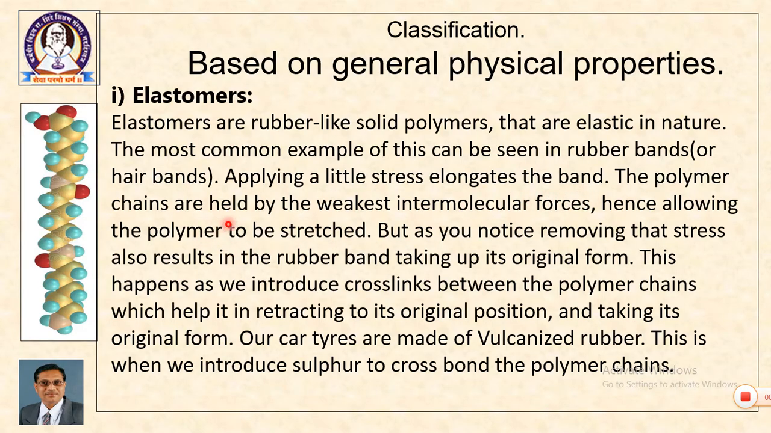By applying a little stress, the rubber band gets elongated. The polymer chains are held by the weakest intermolecular forces, hence allowing the polymer to be stretched. But as you notice, removing that stress also results in the rubber band taking up its original form. This happens as we introduce cross links between the polymer chains, which help it in retracting to its original position and taking its original form. Our car tires are made of vulcanized rubber. This is when we introduce sulfur cross bonds between polymer chains.